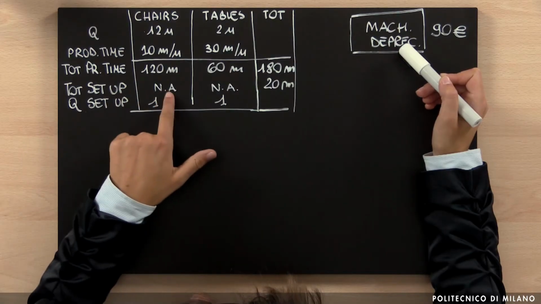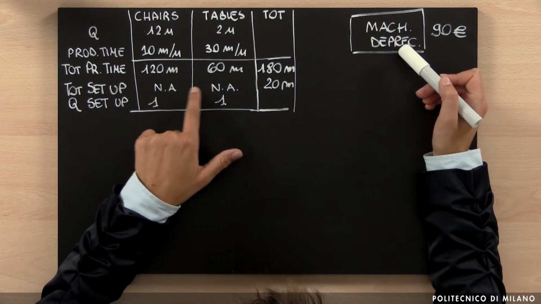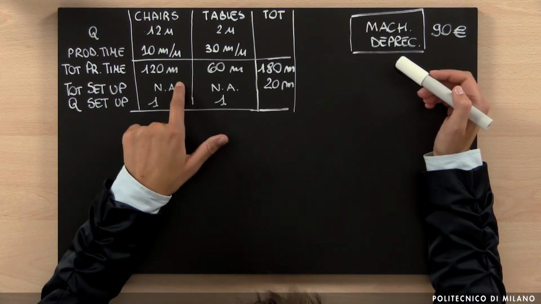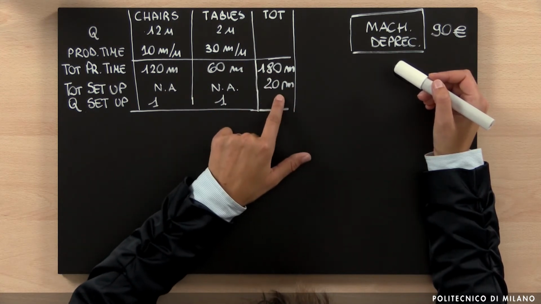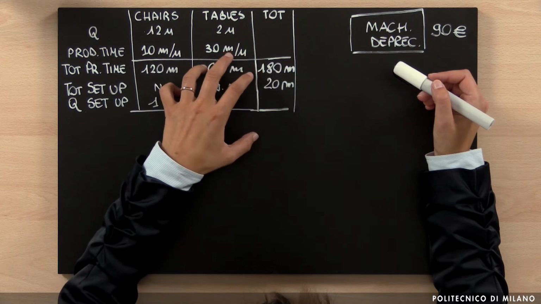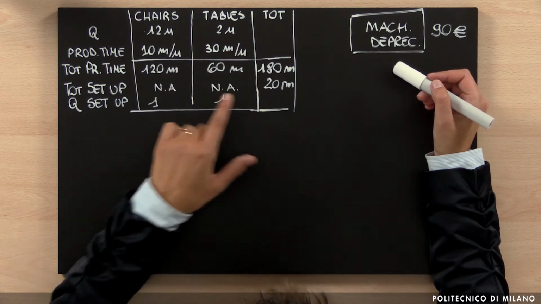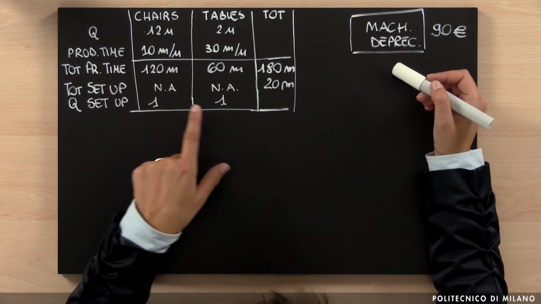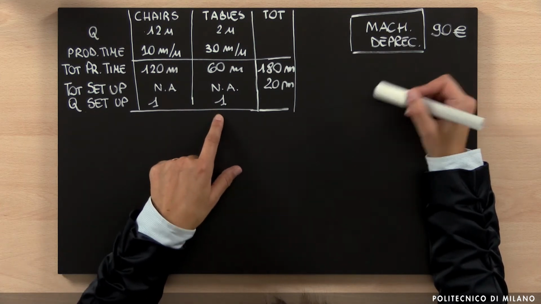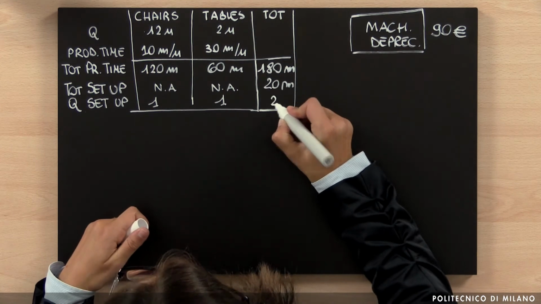But we have also additional information because our machine is not used only for production, but for some time the machine is used because of the setup. The data about the time for the setup for each of the two different products is not available, but we know the total time of the setup of both of the products, which is 20 minutes. And we know that there is one setup before starting the production of the chairs and one setup before starting the production of the table. So we have a total of 2 setups.